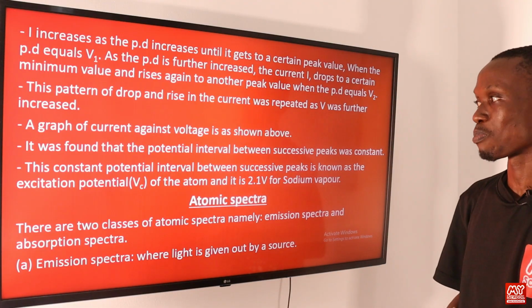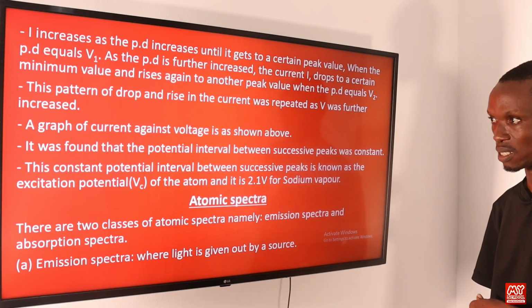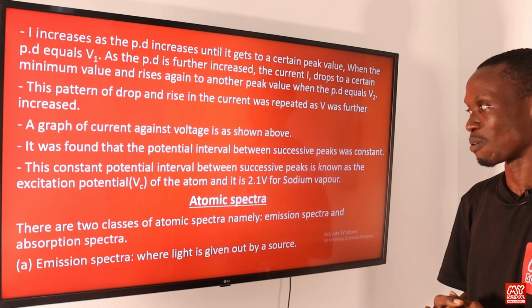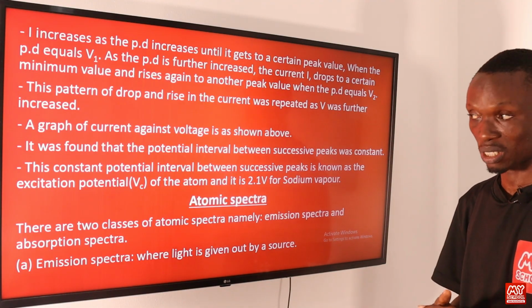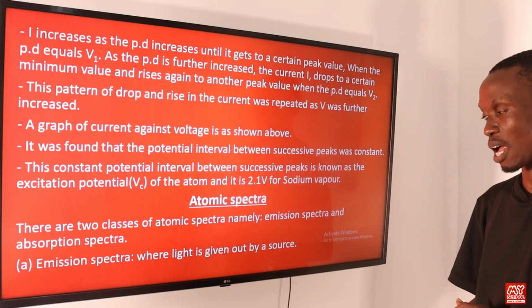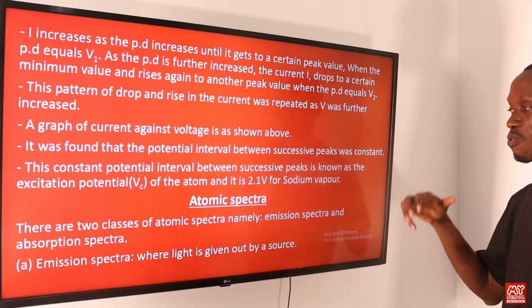So it was found that the potential interval between successive peaks was constant. This constant potential interval between successive peaks is known as the excitation potential, Vc, of the atom, and it is 2.1 volts for sodium vapor.